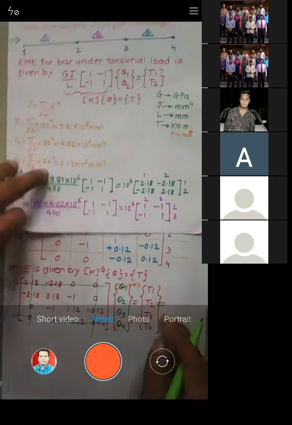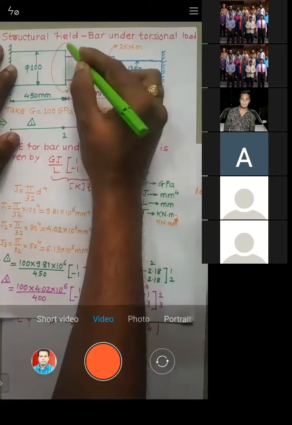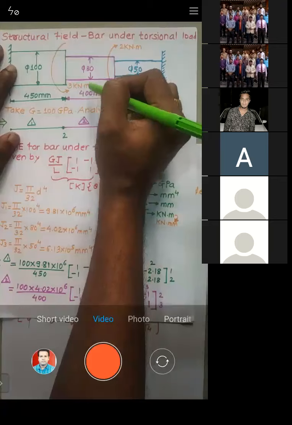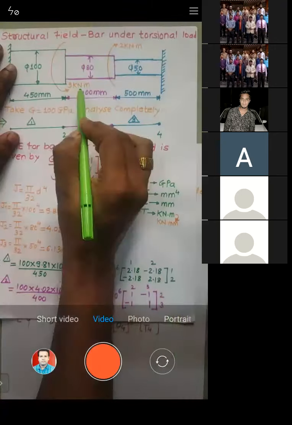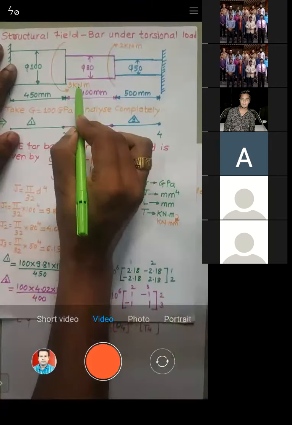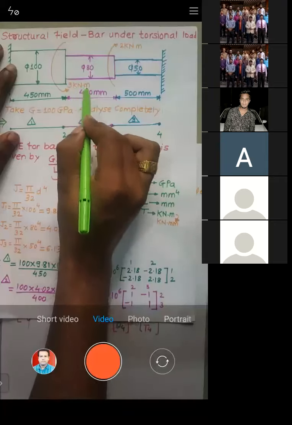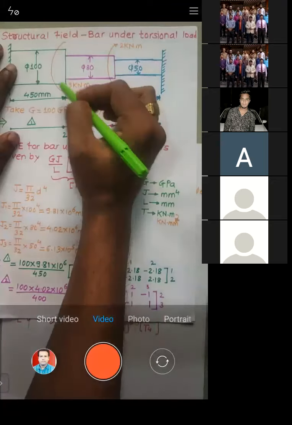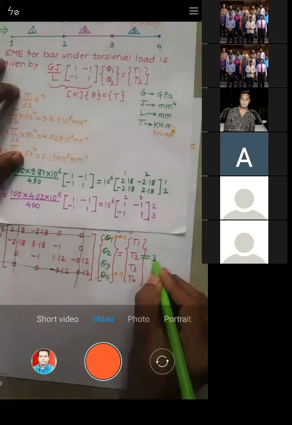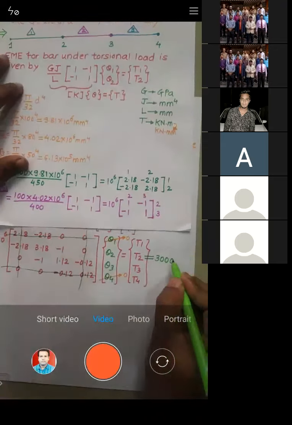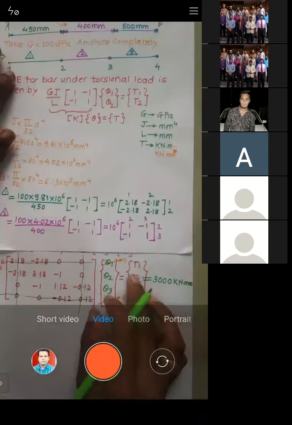Just come back to the diagram. See, T2 is a torque which is applied at node 2. So this is 3 kilonewton meter. As I told you, this is to be converted into kilonewton mm, so just multiply by 1000. So this becomes 3000 kilonewton mm. But you can see this is in anti-clockwise direction, so I will take this as plus. So this is plus 3000 kilonewton mm, applied at node 2.